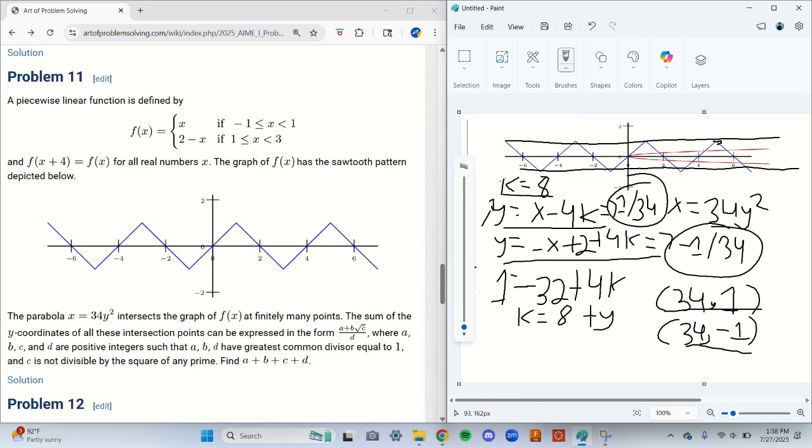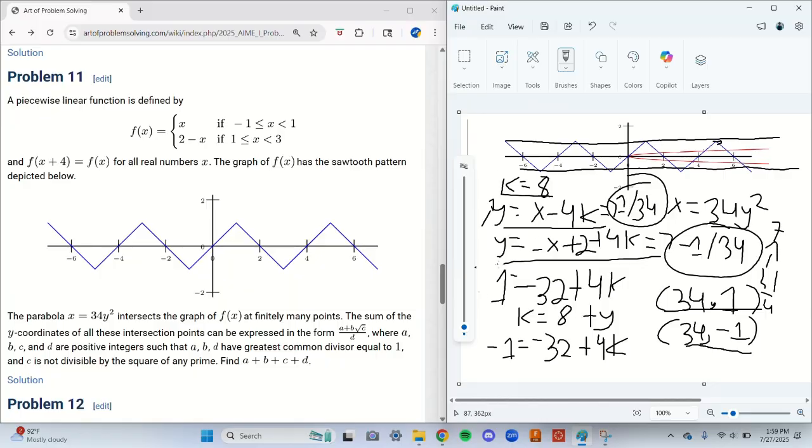Now, what about 34 comma negative 1? So negative 1 equals negative 34 plus 2, which is negative 32, plus 4k. If we move the 32 over, then we get k equals 31 over 4, and that actually rounds down to 7. 31 over 4 rounds down to 7, not 8. So what does this mean?